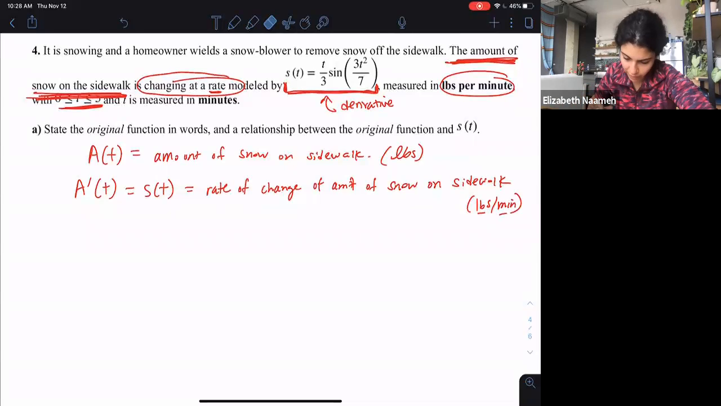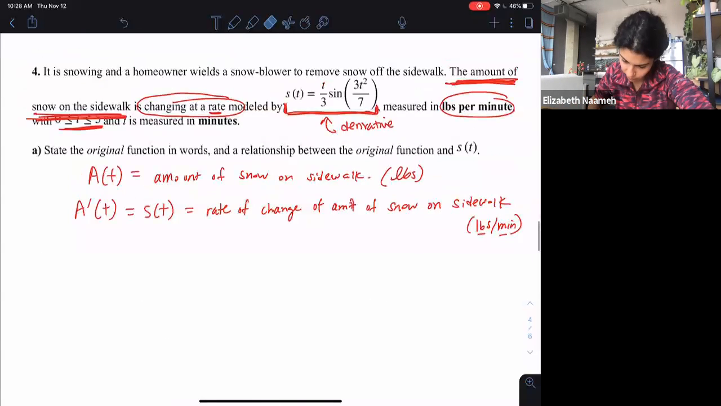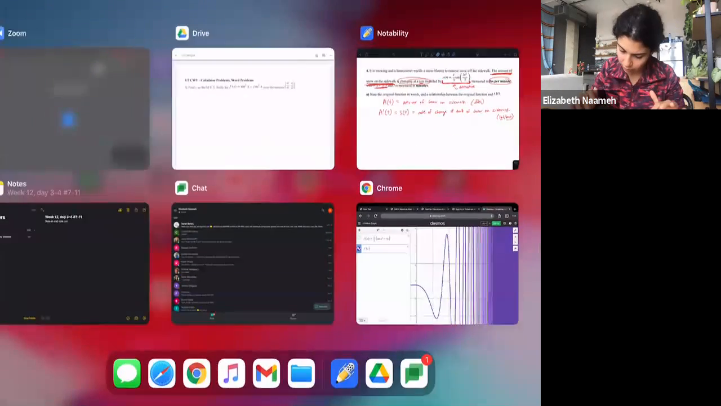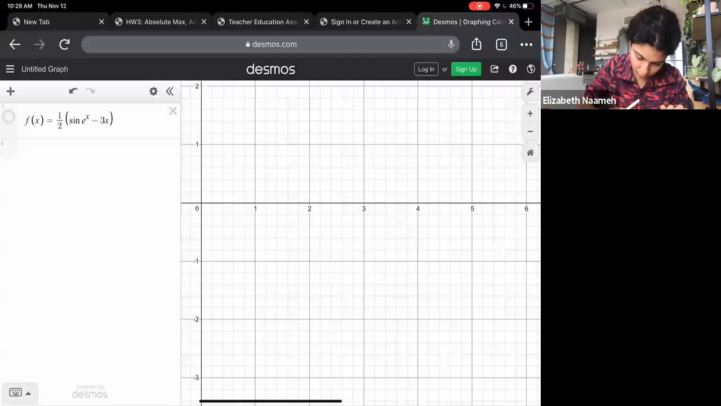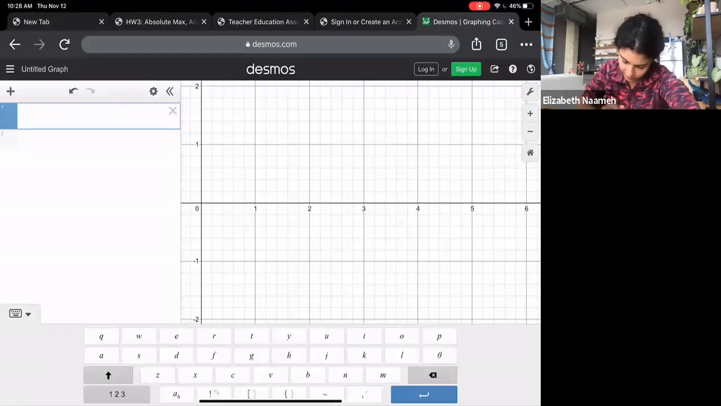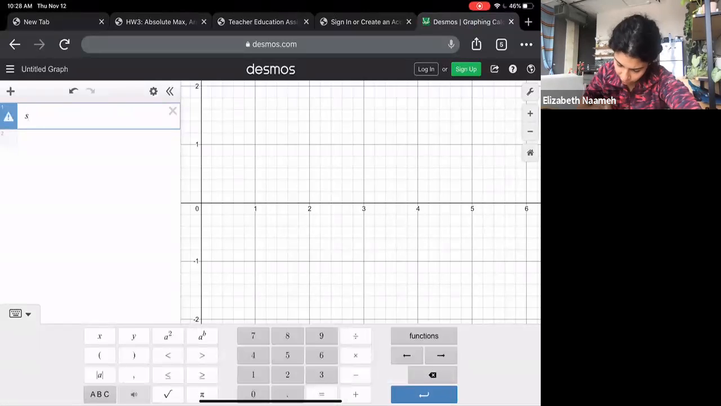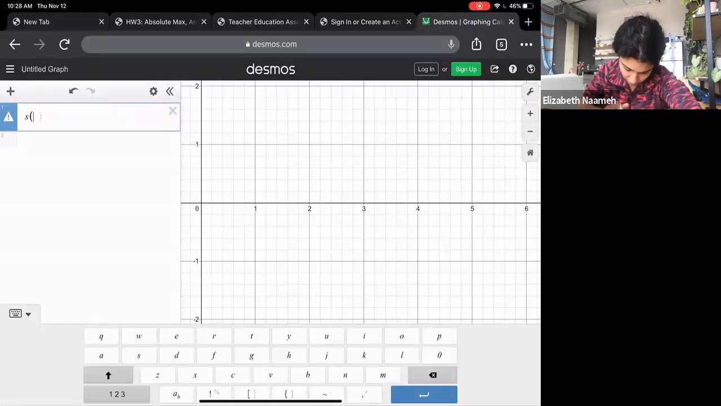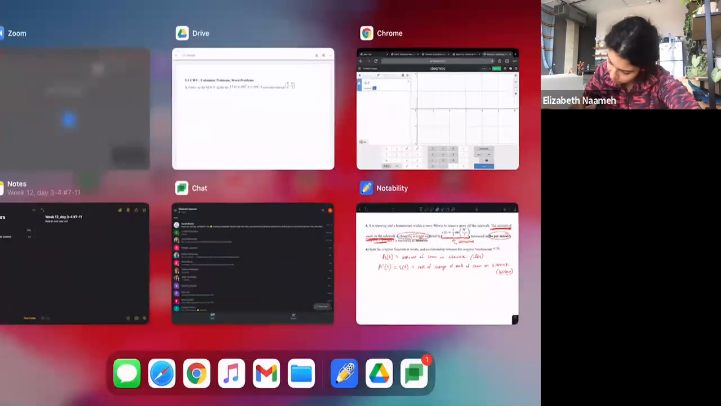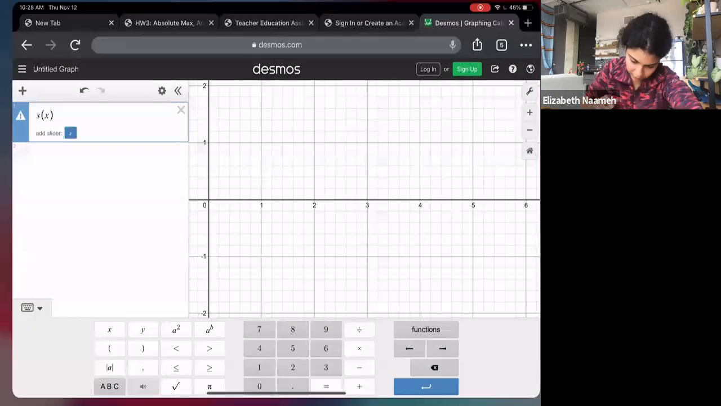What I'm gonna do now is graph this thing. So everybody go into Desmos, write S of t equals t over 3. So Desmos is really sensitive. It doesn't like t values, so you're gonna write it as S of x. Okay, I'm teaching you how to use the calculator. So we're gonna write S of x. Somebody tell me what to write next. Equals x over 3 times what?